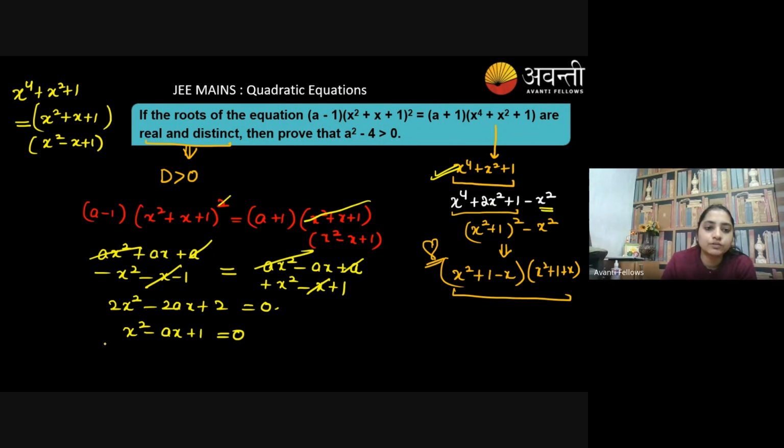So this equation is having real and distinct roots. It means D must be greater than 0. So a square minus 4 must be greater than 0. That only you need to prove.